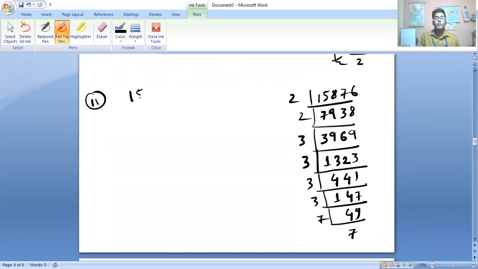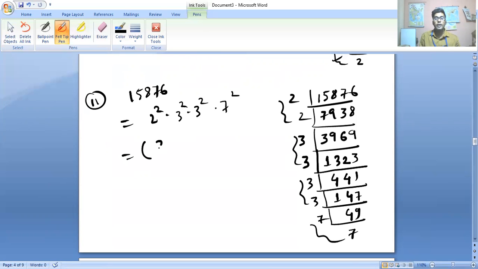Therefore, 15876, what can you write? 2 square into 3 square, and for these two sevens, 7 square. So together we can write 2 into 3 into 3 into 7 whole square. So 2 times 3 is 6, 6 times 3 is 18, into 7 whole square. Remember, when we put a dot above, it means multiply.